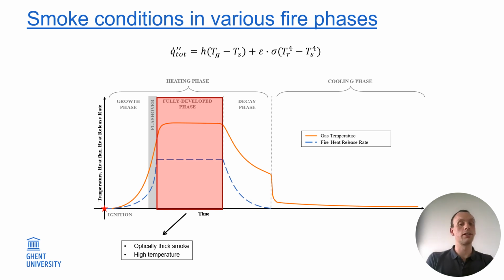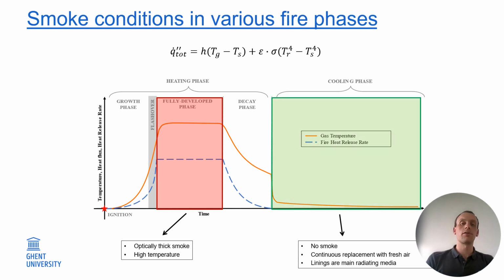So after flashover, the first important phase that we encounter is the fully developed phase, which is characterized by an optically thick smoke at a high temperature. Basically, the smoke is a source of radiation, which means that the gas temperature and the radiation temperature are the same. And if in the framework of the adiabatic surface temperature, we would also be using correct values for the convection coefficient and the effective emissivity, that would also correspond to the adiabatic surface temperature.